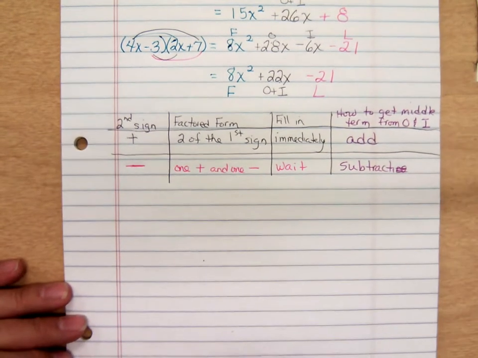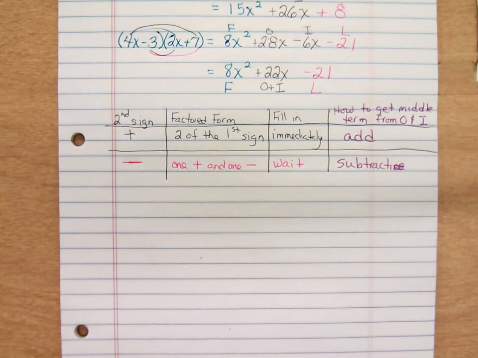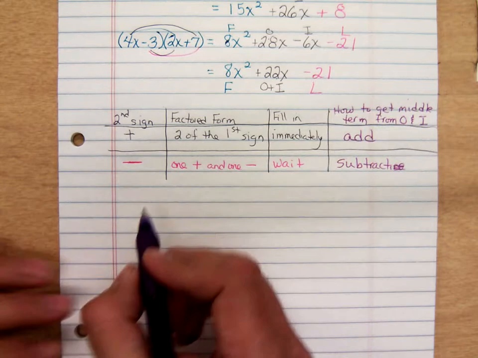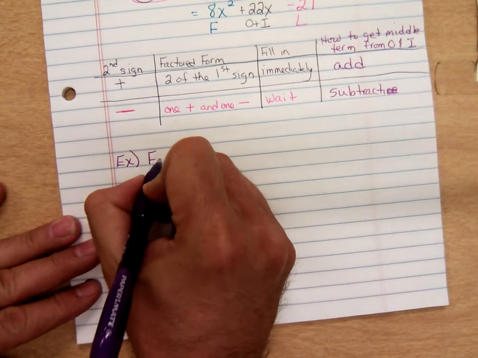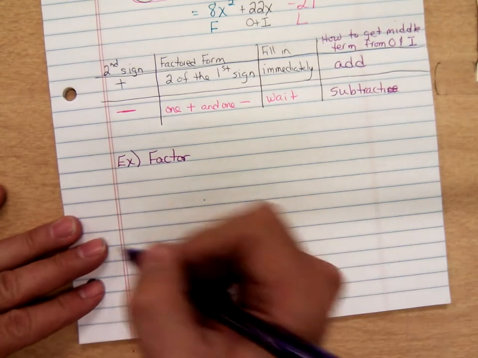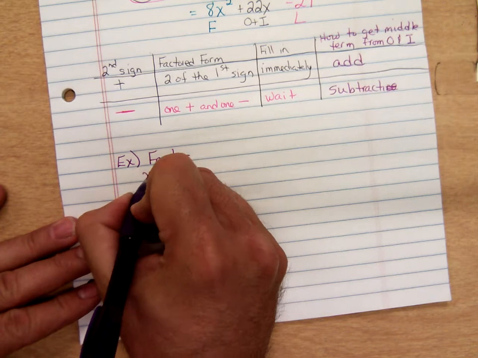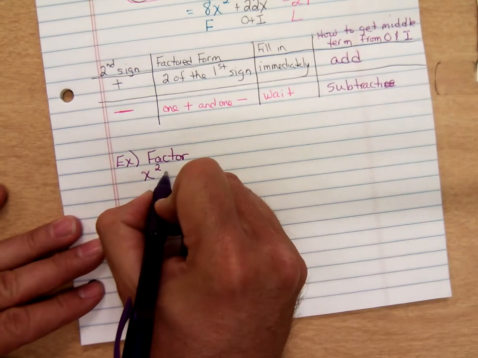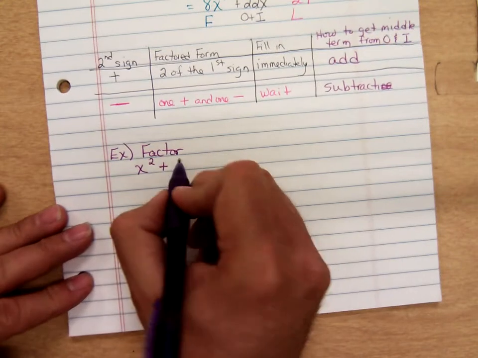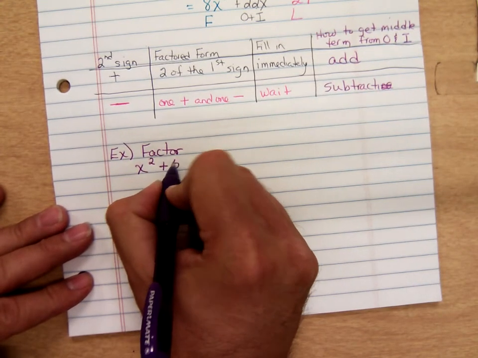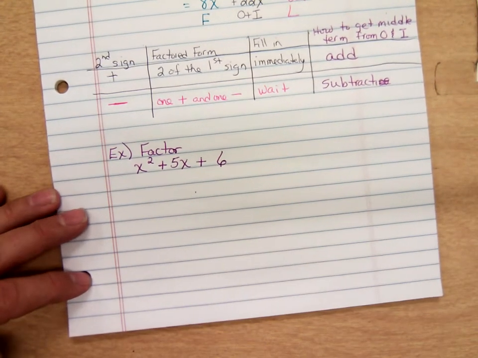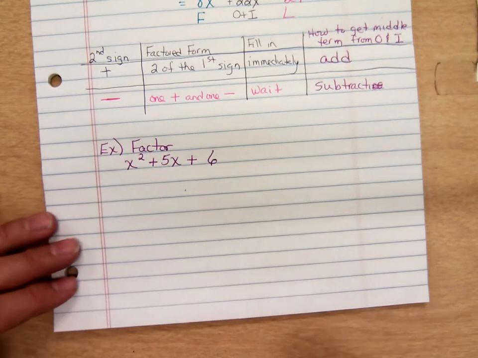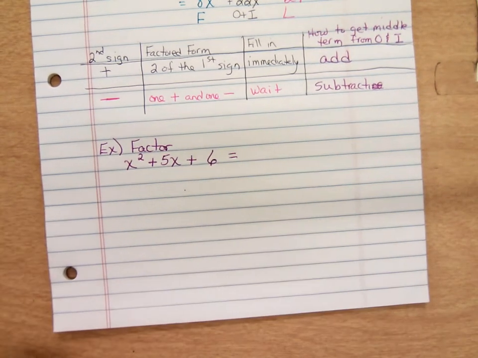Subtract. Now, let's do an example. I'll just make up one right now. For example, let's suppose we want to factor x squared plus 5x plus 6. How do I go about factoring that? Well, I'm going to draw my two sets of parentheses.